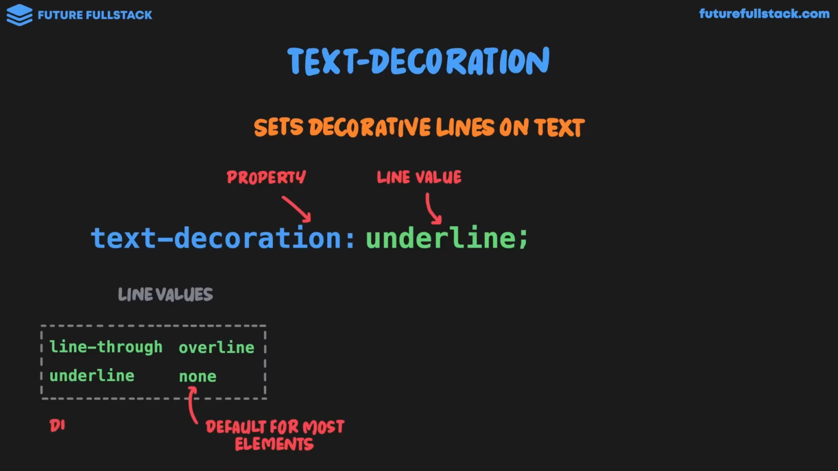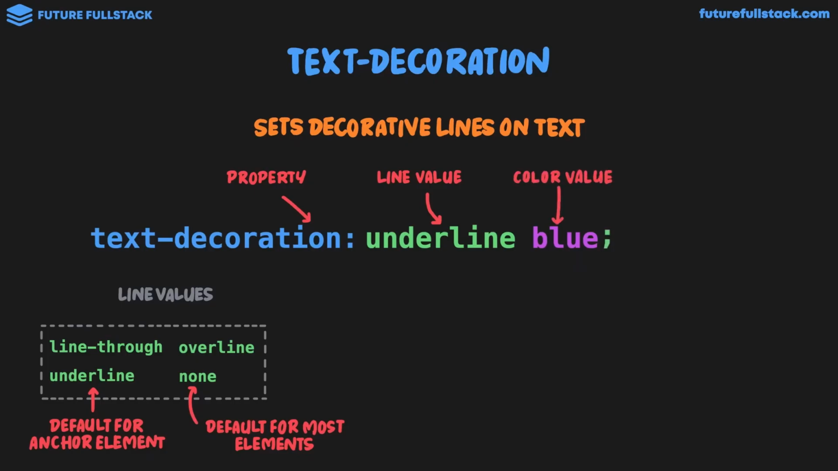However, underline is the default for anchor elements. We've seen this already, where the hyperlinks we've created always have an underline by default. We can also give our text decoration a color. So for example, blue, which is the color value.